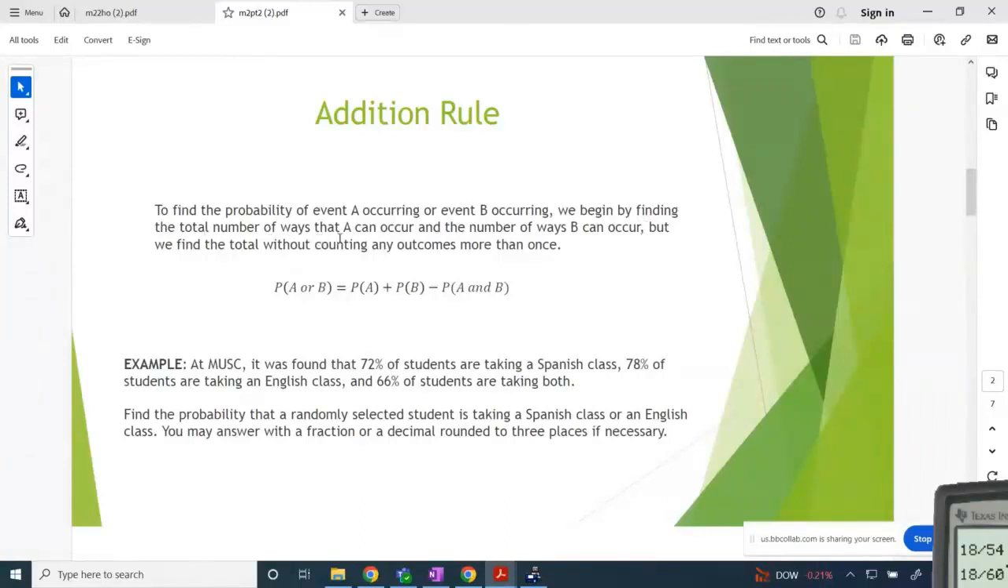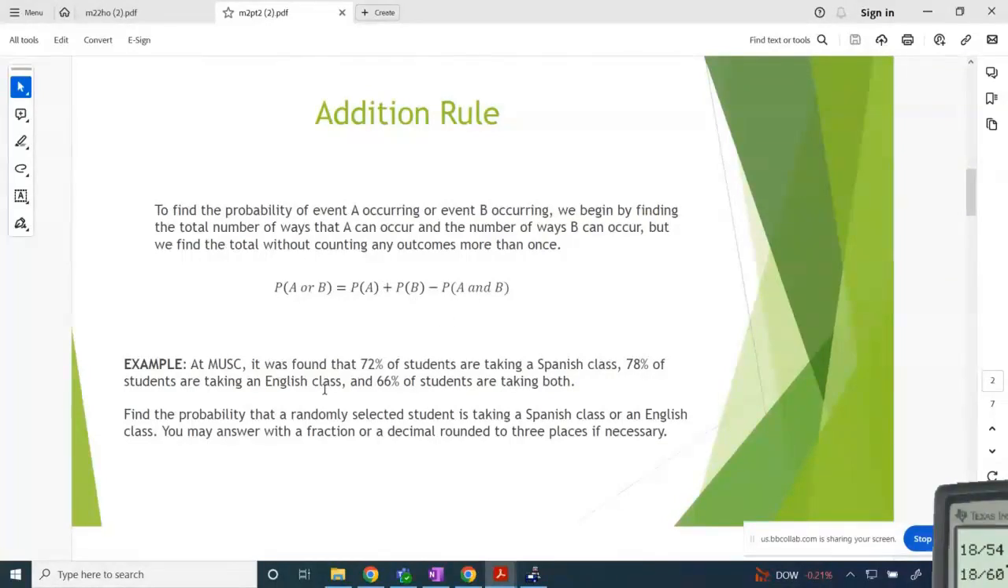We begin by finding the total number of ways that A can occur and the total number of ways B can occur, but we find the total without counting any outcomes more than once. So you see this formula: the probability of A or B is equal to the probability of A plus the probability of B minus the probability of A and B.